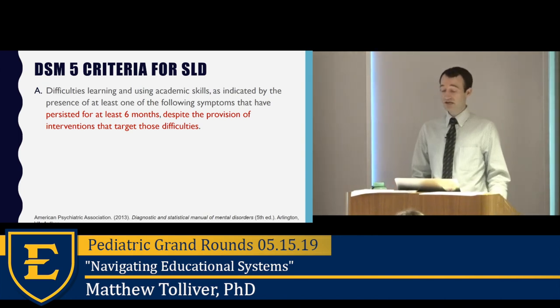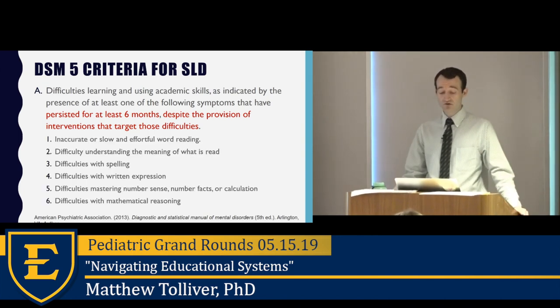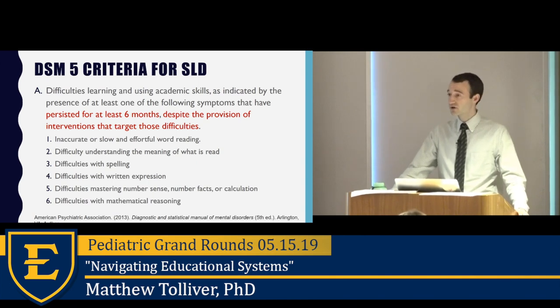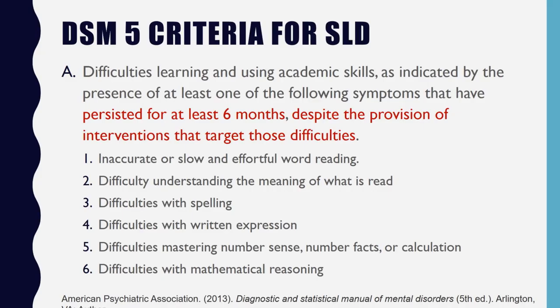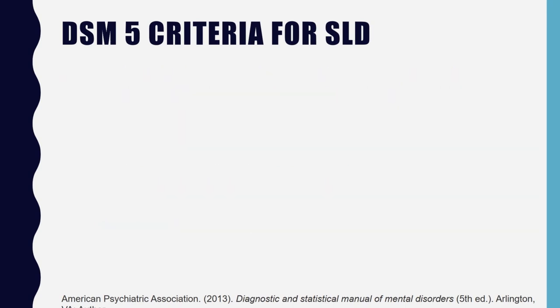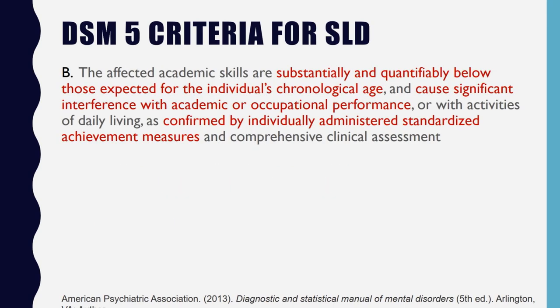And you can have it in one of these six categories: slow and effortful word reading, reading fluency, trouble understanding what you're reading, problems with spelling or writing, and then all of those problems with math. You have to have that, plus the key is the skills are substantially and quantifiably below what you would expect for a kid that age, and they cause some kind of impairment. So it's not just enough to have a learning problem, it has to cause impairment in some way.